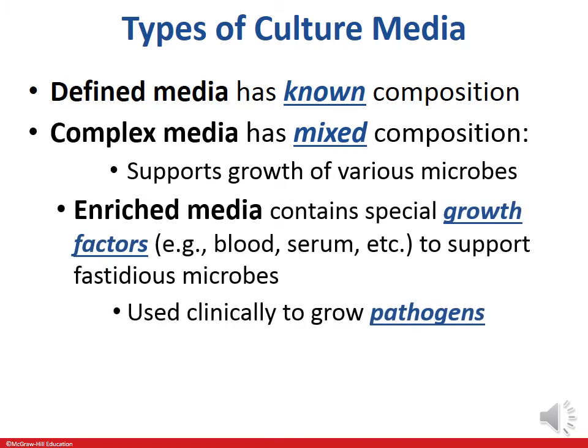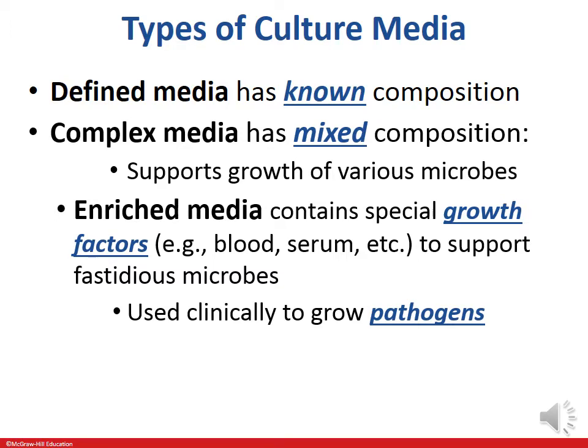In the clinical setting, we usually have to use a type of complex media that's considered enriched, meaning it's going to have a mixed composition of nutrients, but then it's going to have some special growth factor that's going to help us select for certain pathogens. So when we say something is fastidious, it means it will only grow if that specific growth factor is present. So for example, blood might be added to a type of media if we're trying to look for hemolysis, right? Certain bacteria can rupture red blood cells, and that's usually one of the virulence factors associated with those infections.